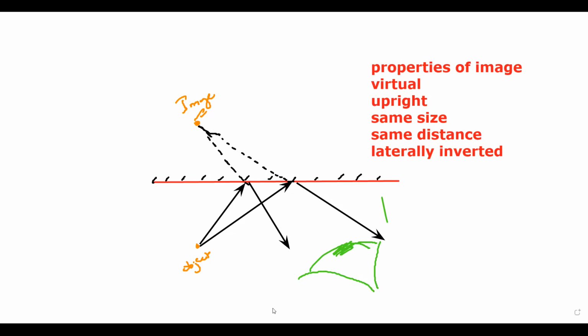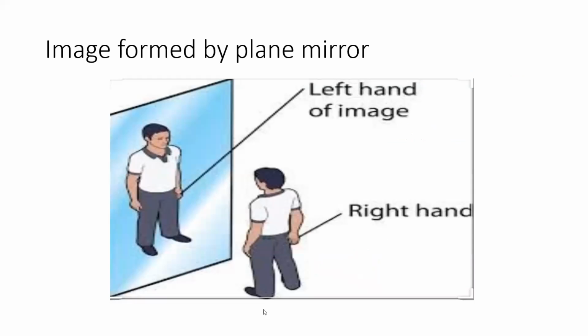So as you can see in this image, which is formed by a plane mirror, for a person, this is a right hand and this one is a left hand. But when looking into a mirror, what is left appears right and what is right appears left. So for the image, this is a right hand and this one appears to be a left hand. When left appears right or right appears left, we call that laterally inverted.